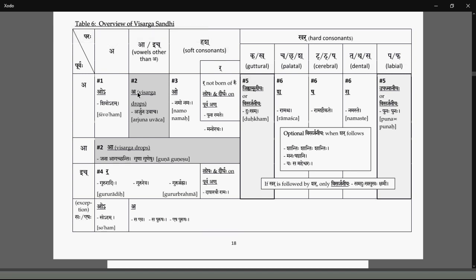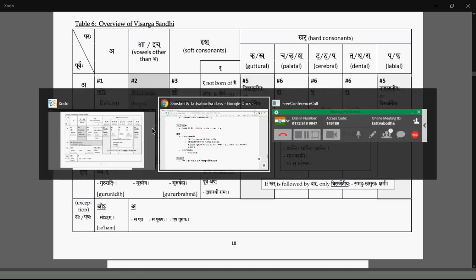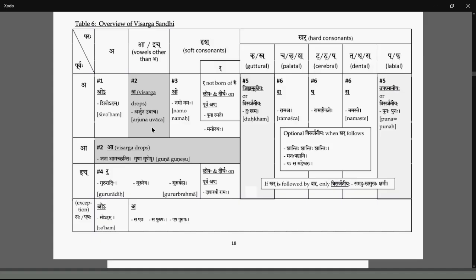And this is how you read the chart, Shivoham. Now Akara followed by Visarga, followed by any vowel other than A. The Akara precedes a Visarga which is followed by any vowel except A. Then the Visarga drops. Like Arjunaha Uvacha will become Arjuna Uvacha. Visarga Lopa. So there is a Visarga Lopa.